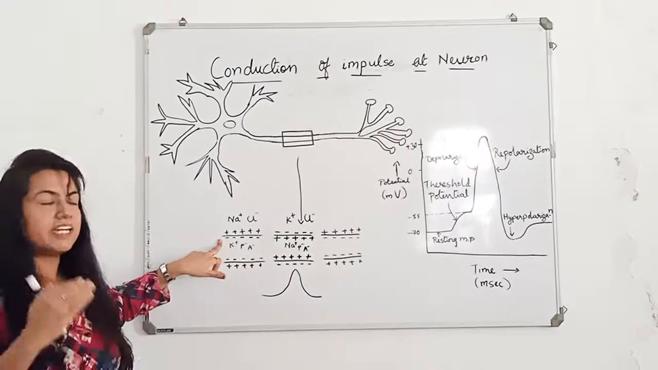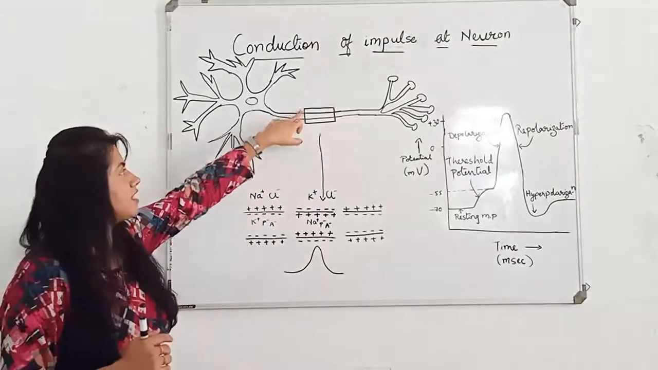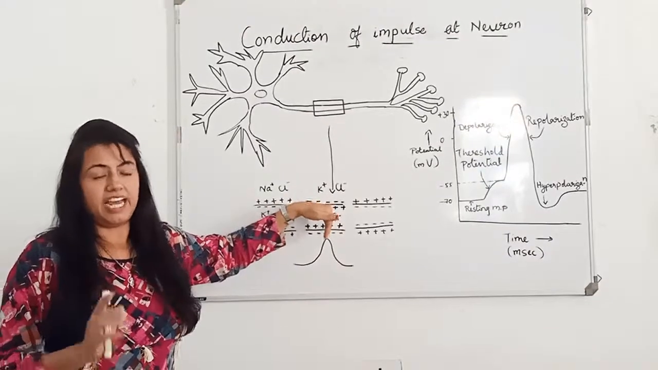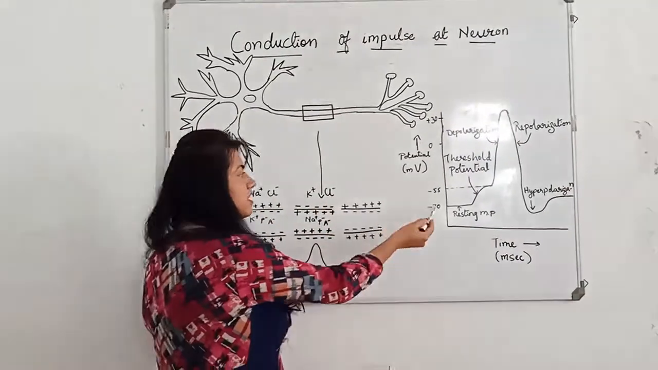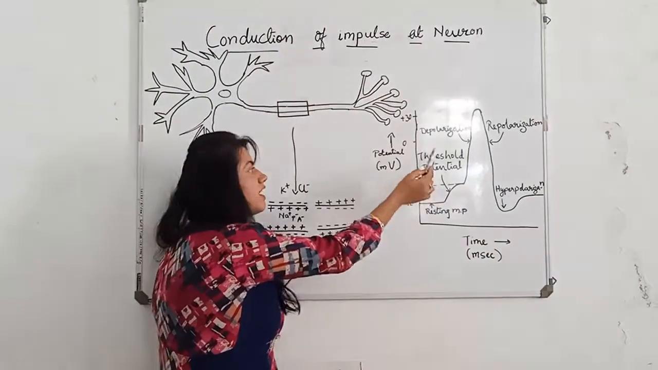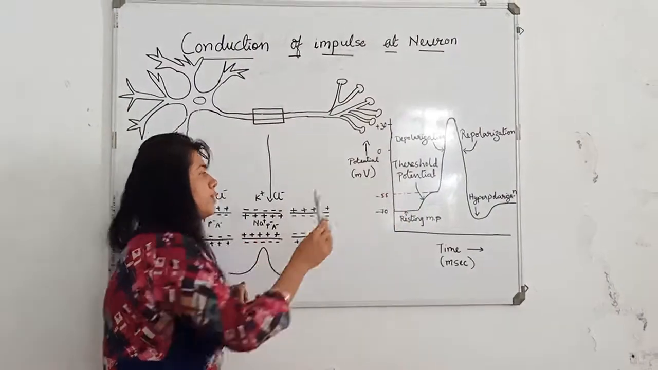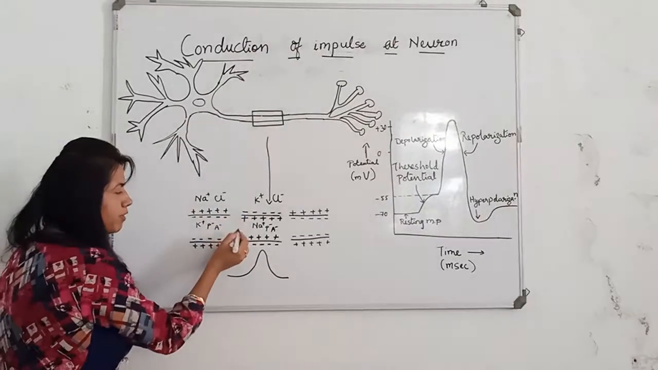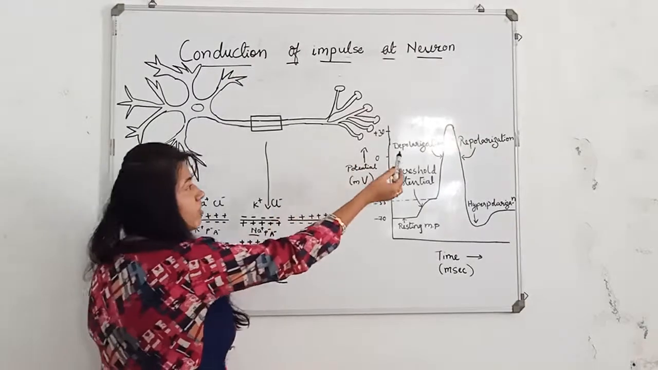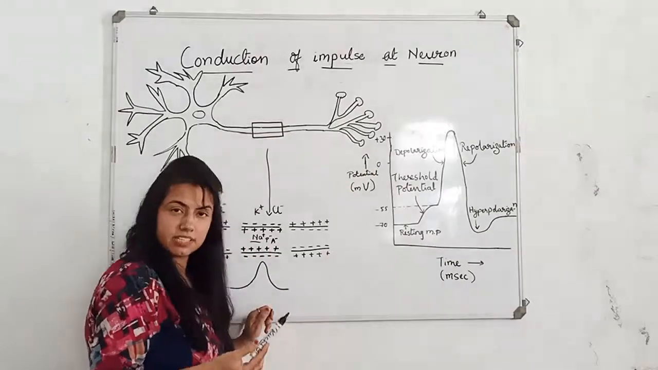Once the stimulus enters into the axon, what happens? There are ion channels here. So this ion channel, the sodium channel, is open. And that stimulus should be strong enough that it converts minus 70 millivolt into minus 55. That is called the threshold potential. Once it has reached the threshold potential, the sodium channel will open up, sodium ion will enter inside. That is called depolarization. It will enter till the potential reaches plus 30 millivolt.